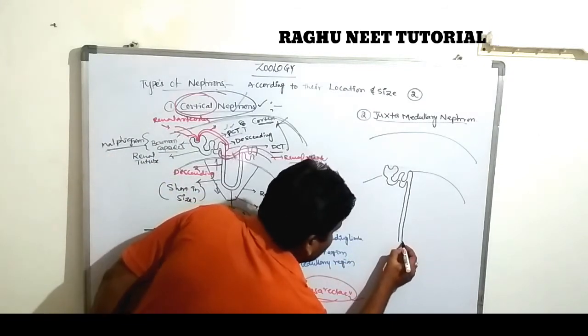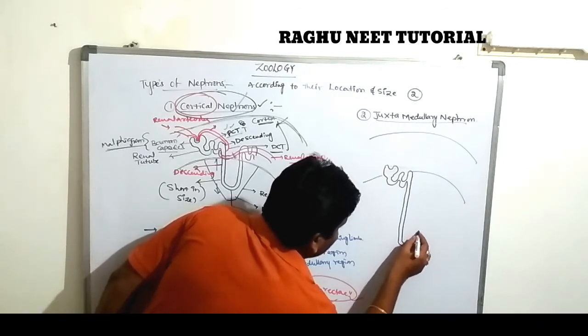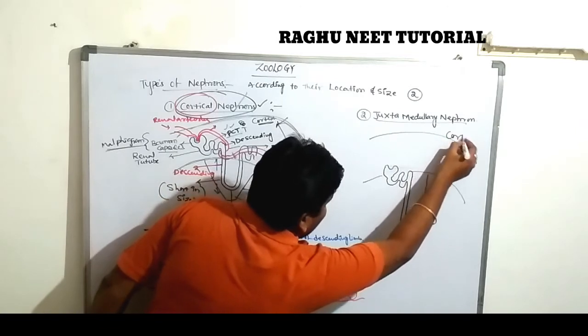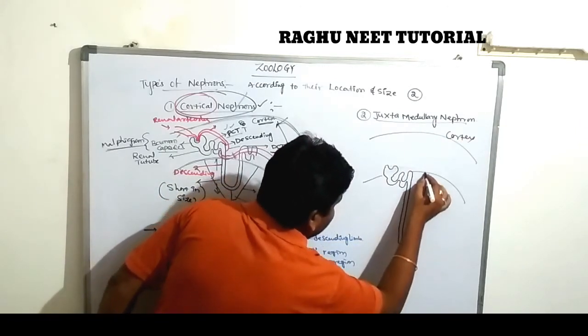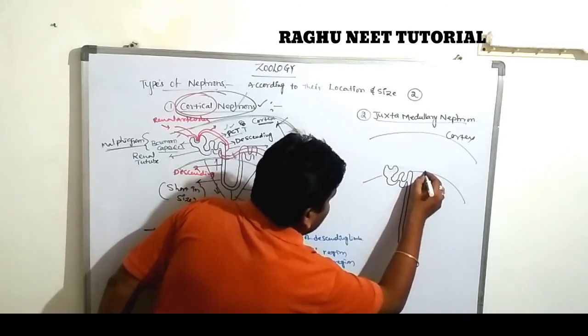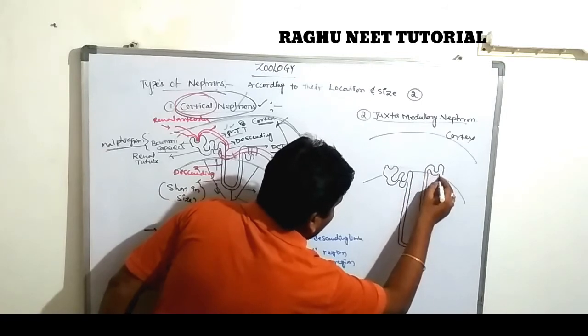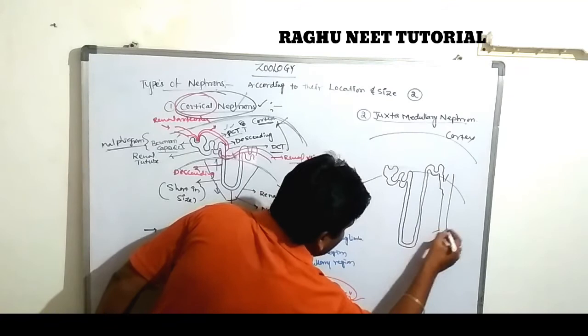Finally it loops and moves into the ascending region of the cortex. Again one more loop is shown, and finally it leads into the collecting duct. Leads into which duct? The collecting duct.